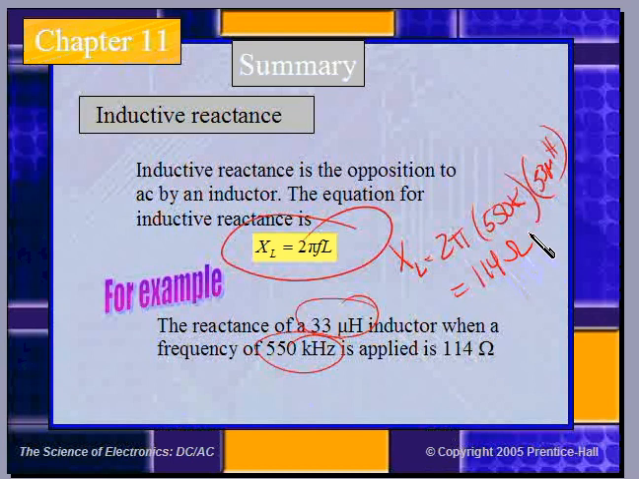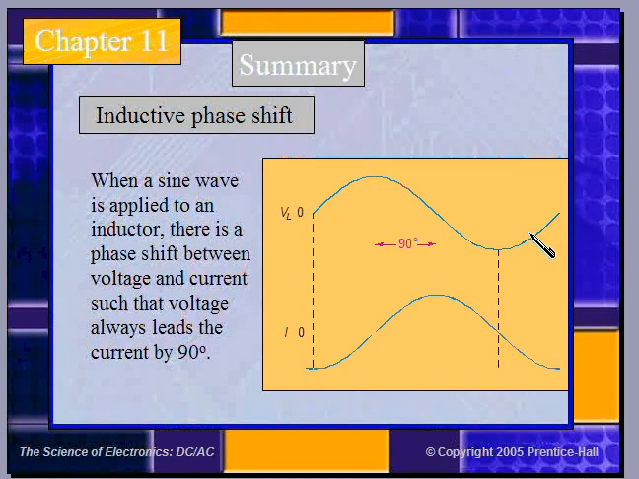That's 114 ohms. When a sine wave is applied to an inductor, there is a phase shift between voltage and current, such that the voltage always leads by 90 degrees. So here, this is the peak voltage. The peak current occurs 90 degrees later.